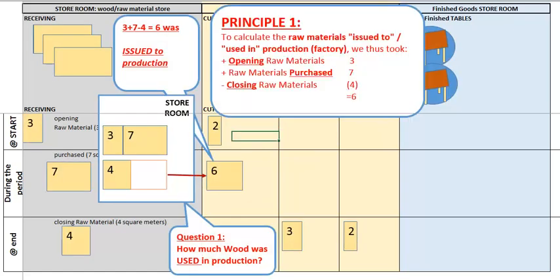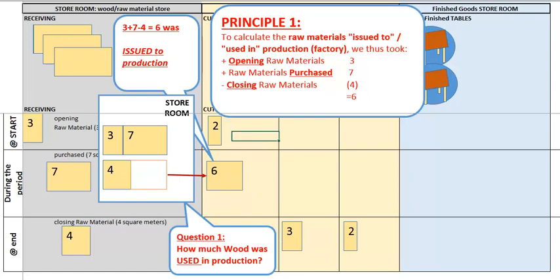Alright, so that's the first principle that we learned. To calculate how much of the wood was used in production, in other words, my direct raw materials cost, you would take your opening raw materials, which was a 3, plus the raw materials purchased, which was a 7, and minus my closing raw materials, which is the 4, and that's going to give you the 6 that was issued to the production stage.